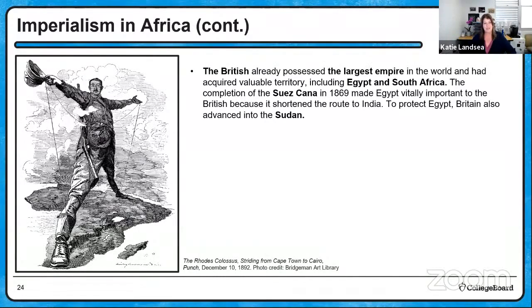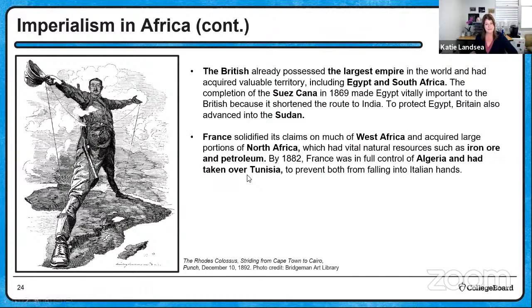And as we continue on, the British definitely are going to possess the largest empire in the world at this time. That includes Egypt and South Africa, and the completion of the Suez Canal in 1869 made Egypt vitally important to the British because it shortened that route to India. They didn't have to go all the way around. And to protect Egypt, Britain also advanced to the Sudan.